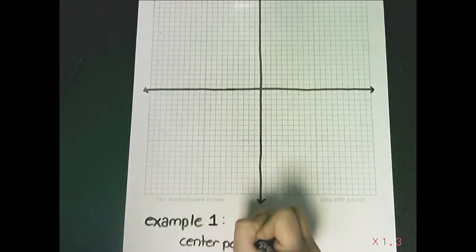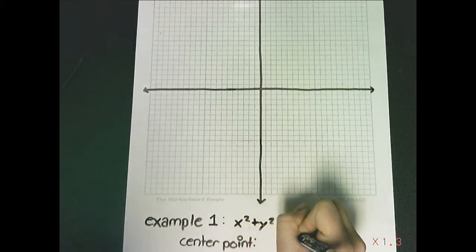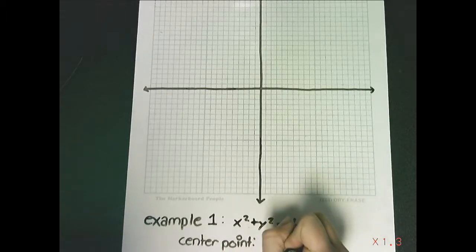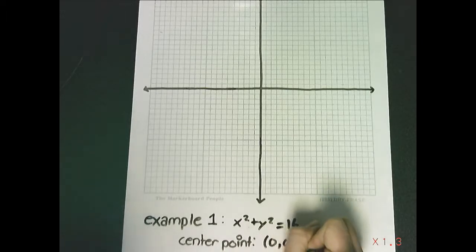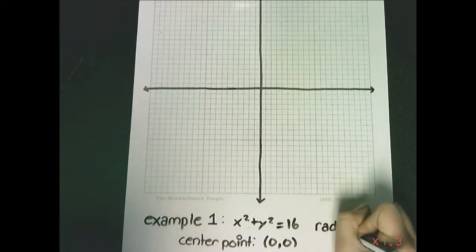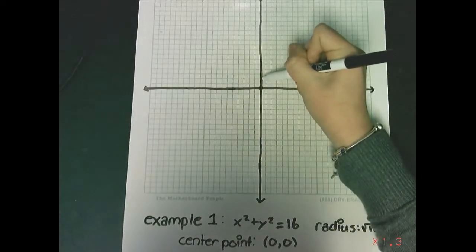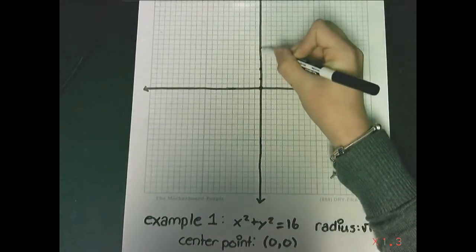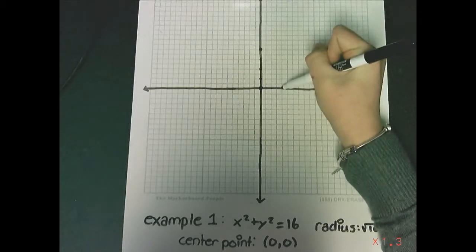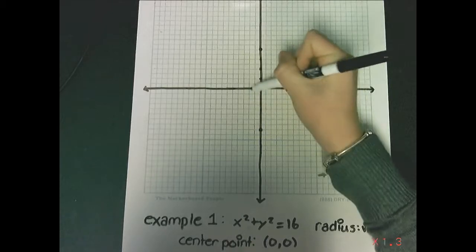So, for example 1, we are going to use the equation x squared plus y squared equals 16. Normally, in order to find the center point, you take what is added or subtracted from x squared or y squared, and in this case, since nothing is added or subtracted, the center point would be 0, 0. Now, for the radius, you must take the right side of the equals sign, which is 16 in this case, and find the square root of it, which is 4. So from the center point 0, 0, your circle extends 4 out in all directions.